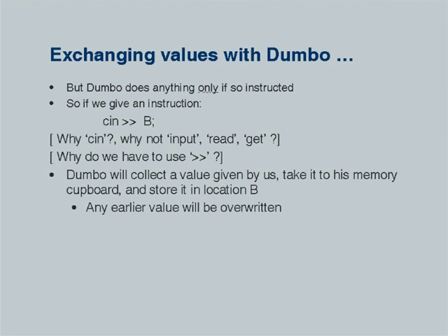So coming back to our slide, in C++, the instruction to say, please collect a value from me and put it in your drawer is read as cin >> B. The natural question which should occur to you is why cin? Why not simply say input? Or because the computer is going to read a value from us, why not say read? Or since the computer is going to get a value from us, why not say get?